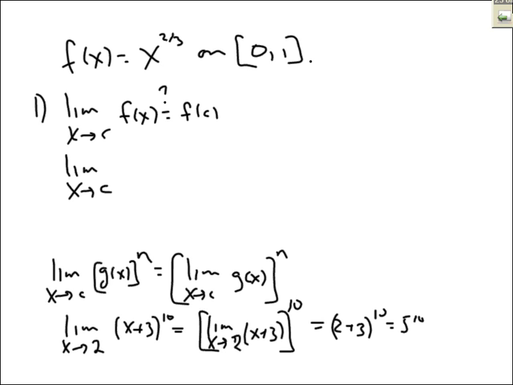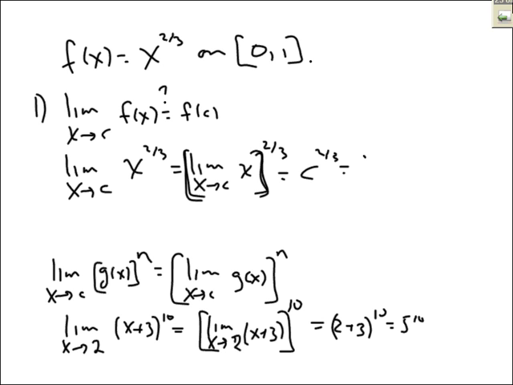Okay, so we have x to the 2/3. This is the same as the limit as x goes to c of x, and that gets raised to the 2/3. But this limit is simple, it's just x. As x goes to c, x goes to c, to the 2/3. But that is f of c. And we didn't even say it's between 0 and 1. This is true for all x. That's the symbol for all.